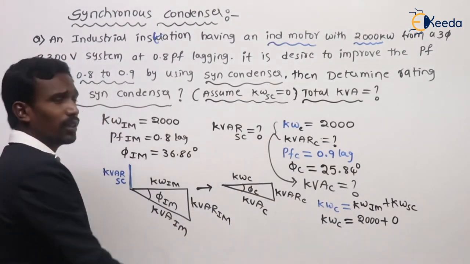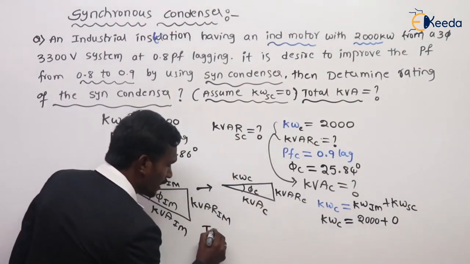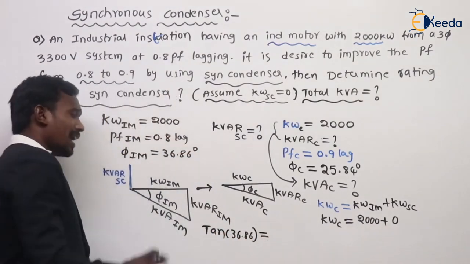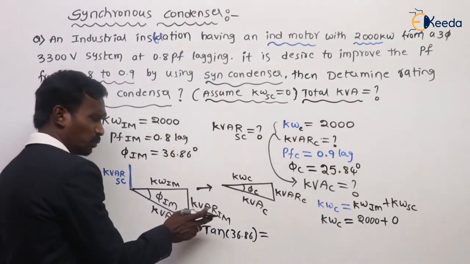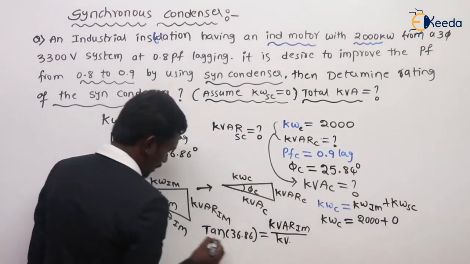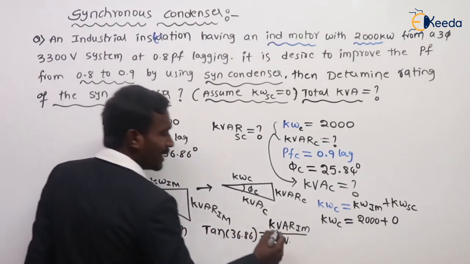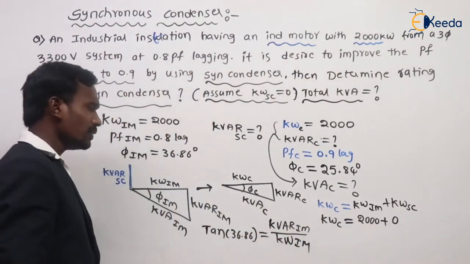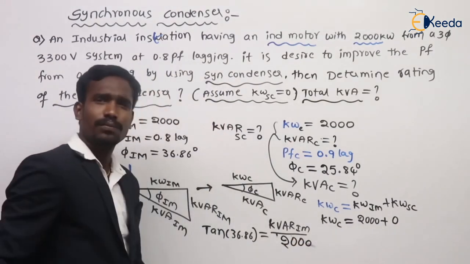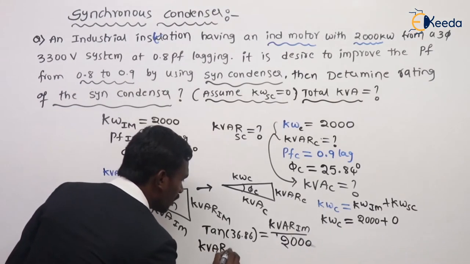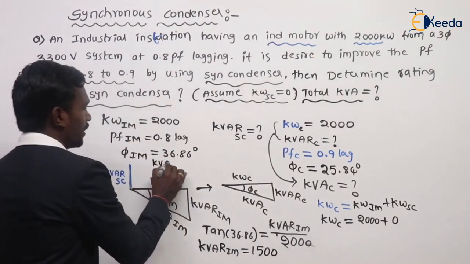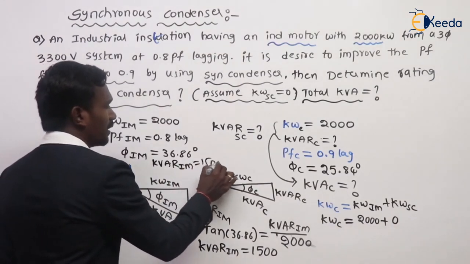Now what is the kVAr of the induction motor? For that, tan theta. Tan of 36.86 degrees is equal to opposite by adjacent. What is opposite? kVAr of induction motor. And adjacent is kW of induction motor, which is 2000. If you calculate this, you get the kVAr of induction motor as 1500.